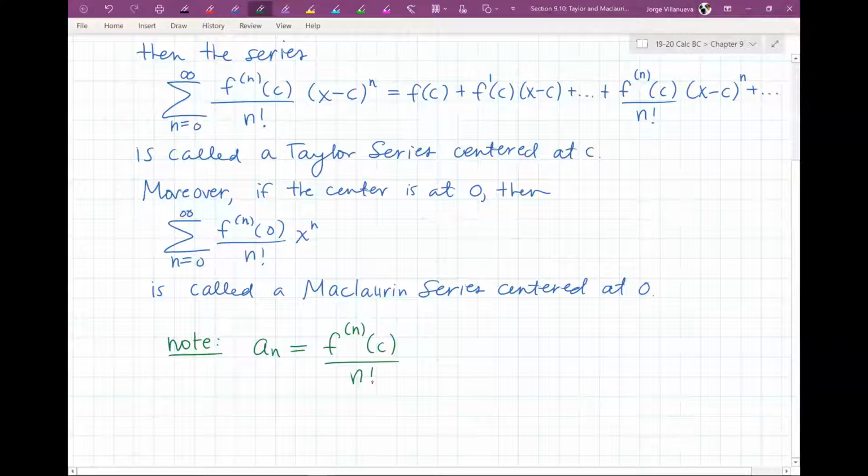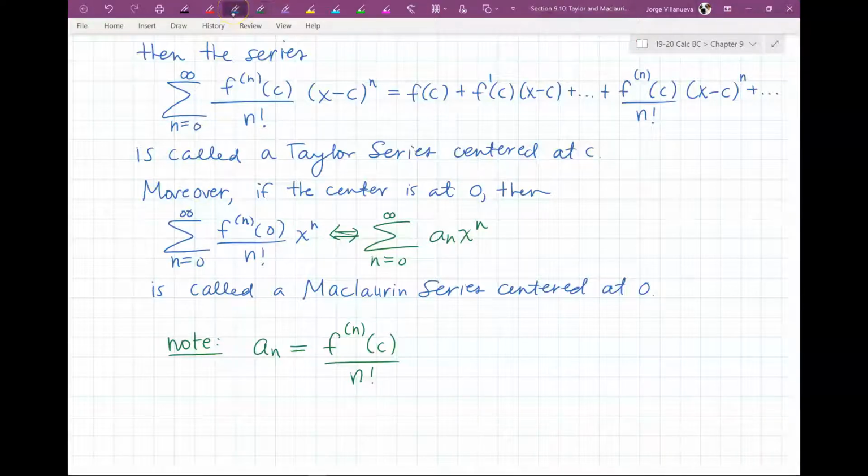All right, so that's the main difference. Because remember, the stuff that we did before, just recently, looked like this, right? a sub n x to the n. So they're just saying, hey, a sub n is your nth derivative of f at c over n factorial. There is something similar between those two things. So let's do an example really quick.